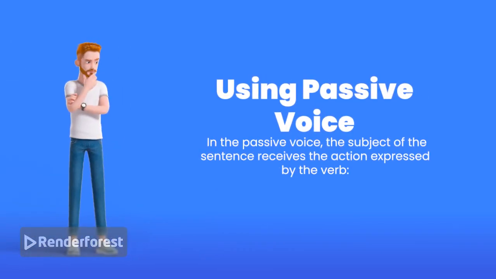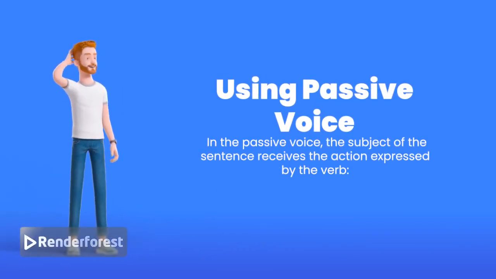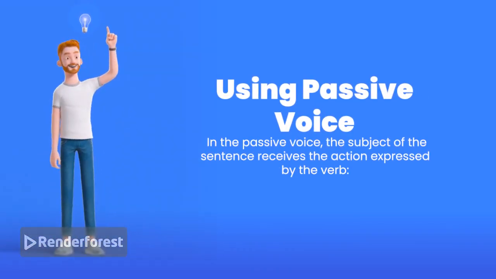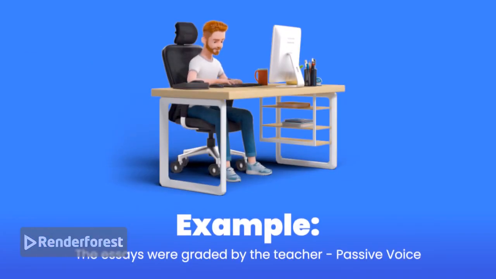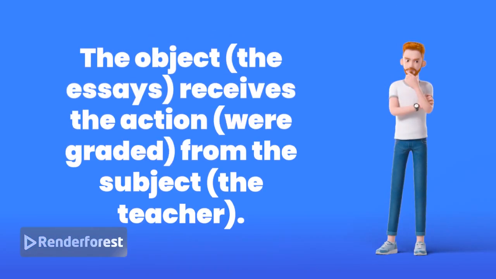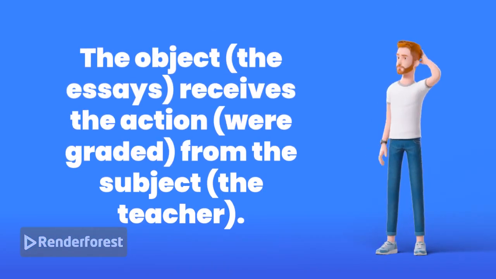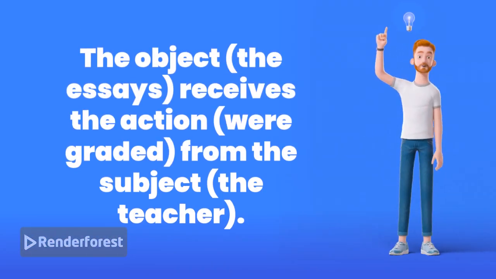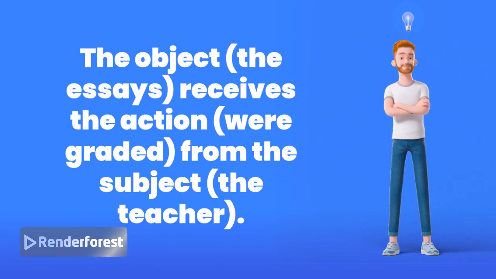Using passive voice. In the passive voice, the subject of the sentence receives the action expressed by the verb. Example: the essays were graded by the teacher, passive voice. In this sentence, the object, the essays, receives the action were graded from the subject, the teacher.